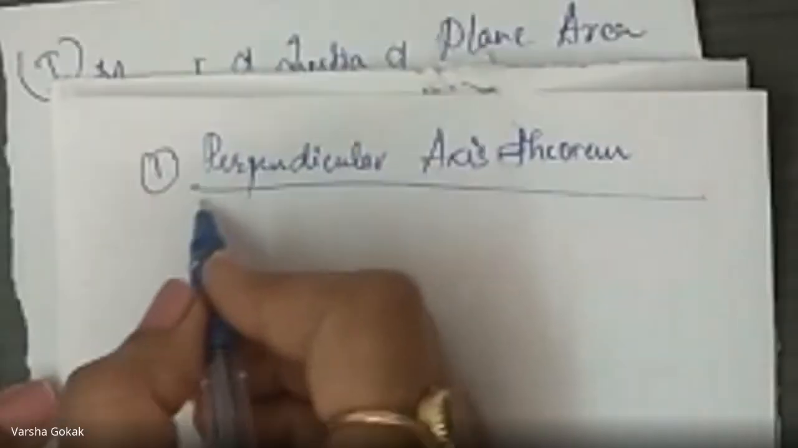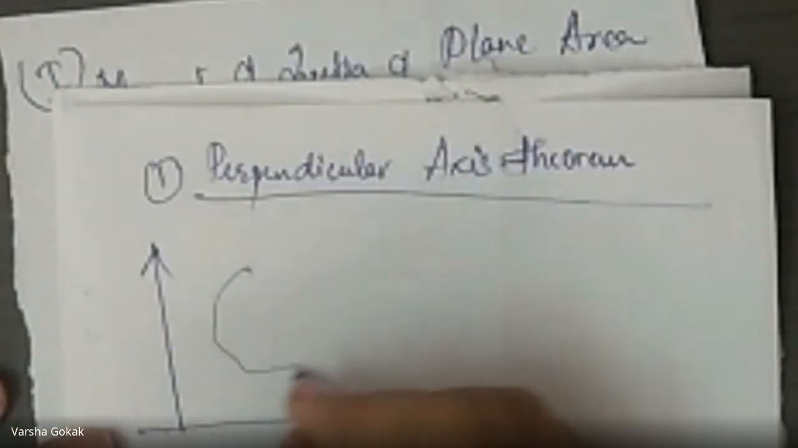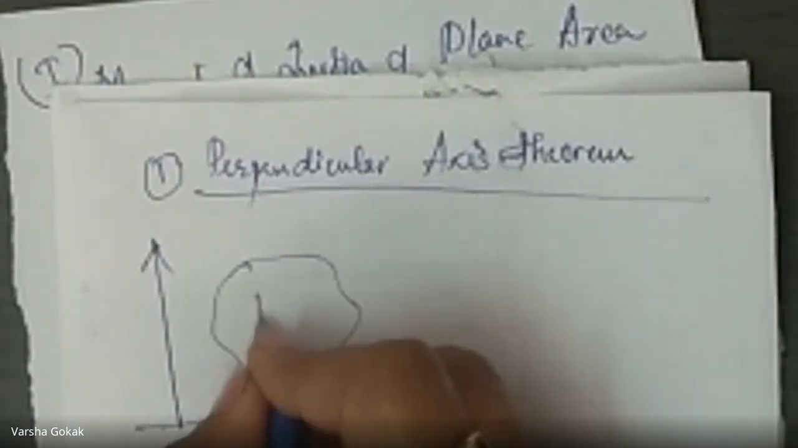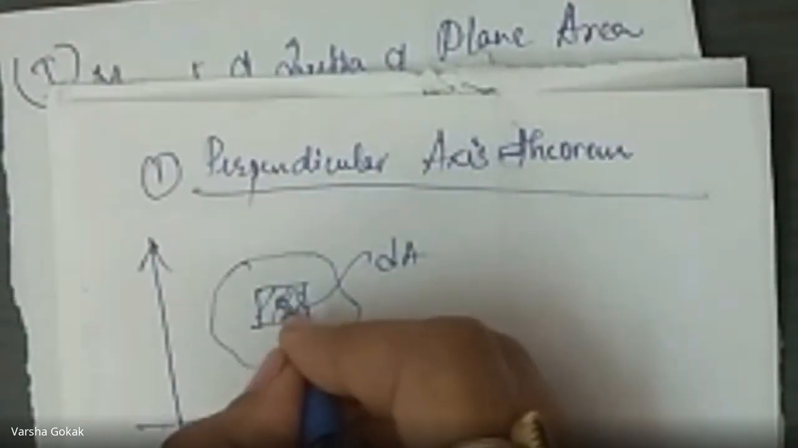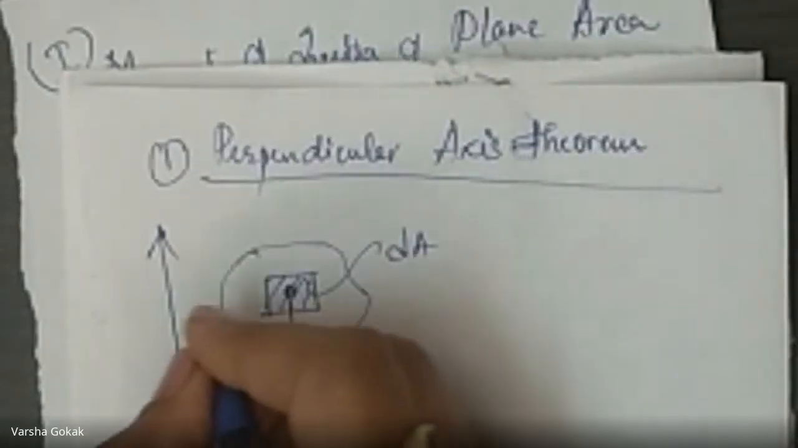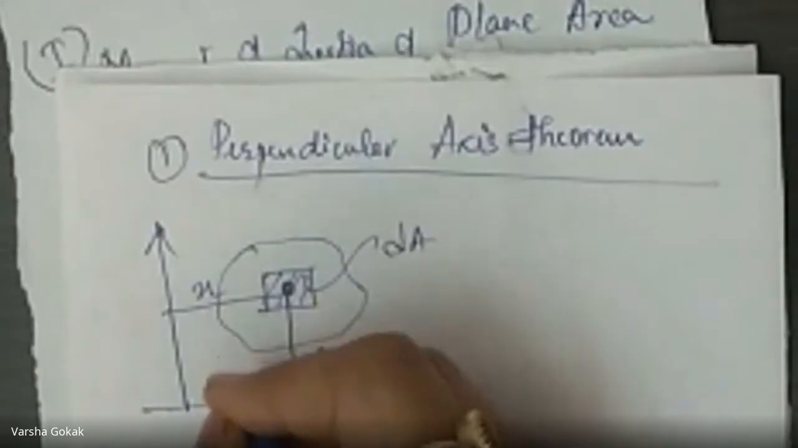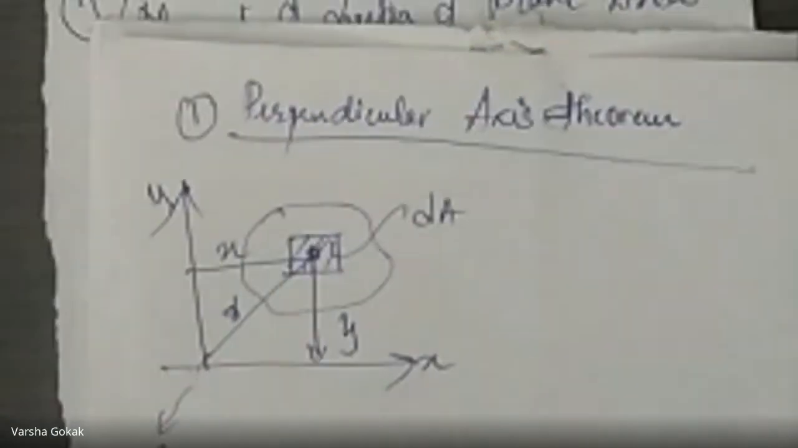I'll go back to my generalized figure. I draw it once again. So this was some area. In that we considered an elemental area dA. The elemental area CG is this. So from here to here it is y. From here to here the perpendicular distance is x. From here to here the perpendicular distance is r. This is the x-axis, this is the y-axis, and this is going to be our z-axis.